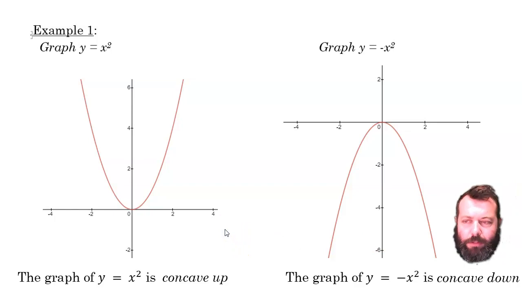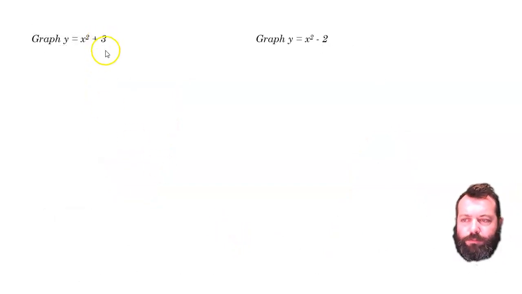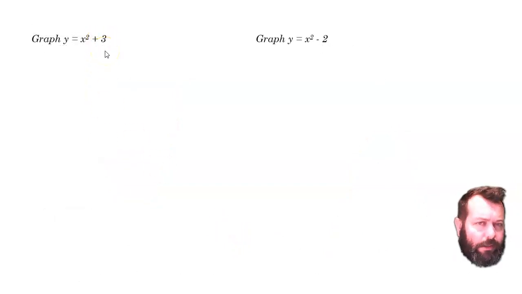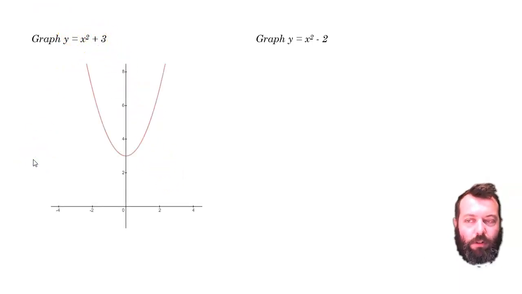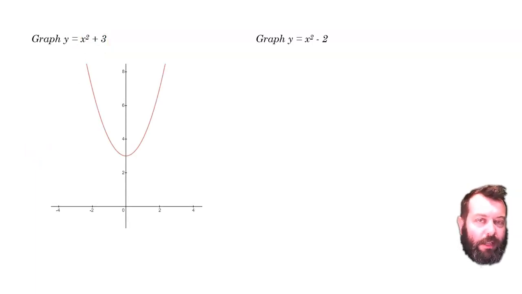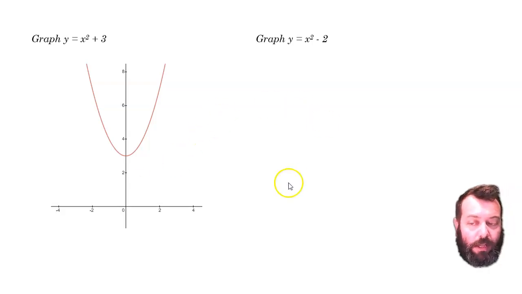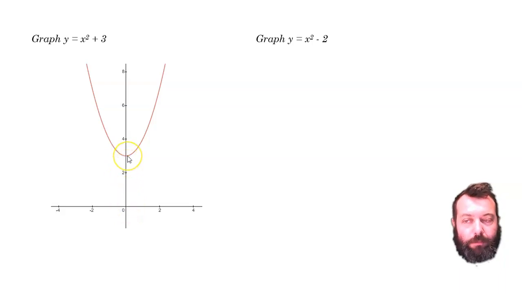Let's have a look at a couple of others. What about these two? y equals x squared plus 3, or x squared minus 2. What does this constant on the end do to our function? Well, here's the graph of y equals x squared plus 3. You can see that's the parabola we had before. Still has that same axis of symmetry, but the vertex, instead of being at the origin, has now been lifted up to 3. So the coordinates of that vertex are 0, 3. Right? We start at the origin, we go across 0, and up 3.